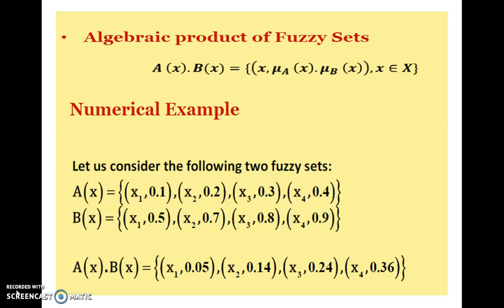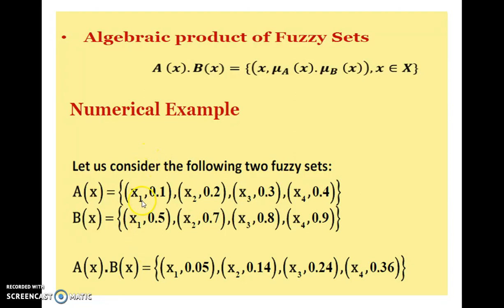Okay, the next operation will be the algebraic product of fuzzy sets. mu A of x multiplied with mu B of x. Find the data members x from the multiplication of mu A of x with mu B of x for all x belonging to the capital X. For example, here A of x and B of x are given for these data member values. Multiply element by element between these two fuzzy sets.